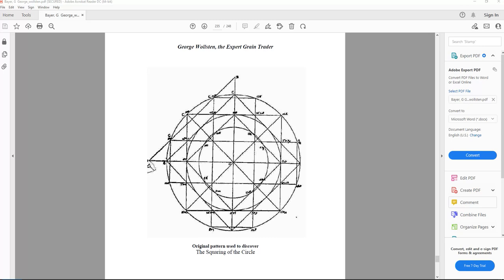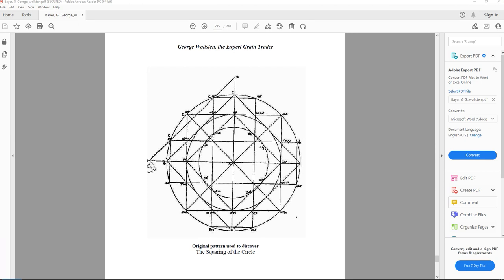George has a chapter on the squaring of the circle, a concept that you probably all heard about. This was an ancient challenge of how to draw a circle and a square of equal area with the least amount of lines.